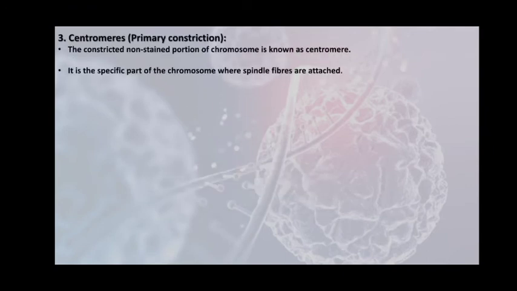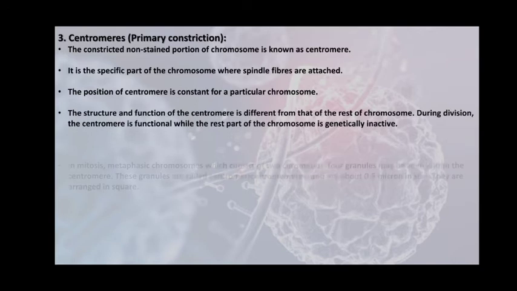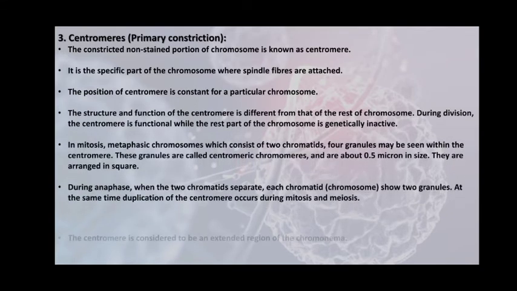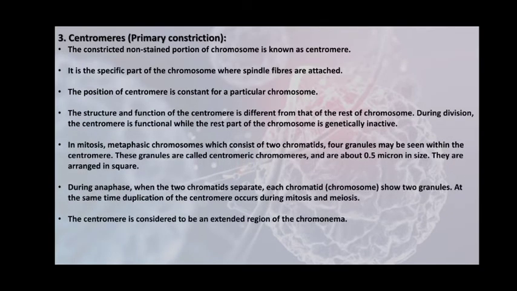As we said in our previous slide, the third main part of the chromosome is the centromere. The centromere is a clear, non-stainable part of the chromosome. The centromere has a significant role in nuclear division. It performs two roles, that is holding the two chromatids and binding the spindle fibers. The position of the centromere is constant for a particular chromosome. This point also plays an important role in chromosomal movement during mitosis.